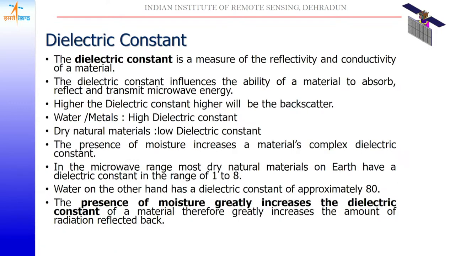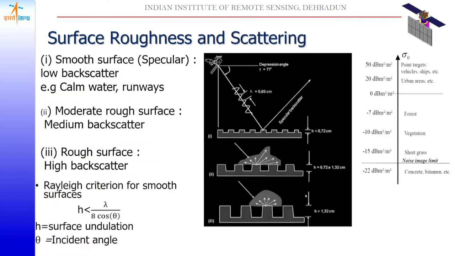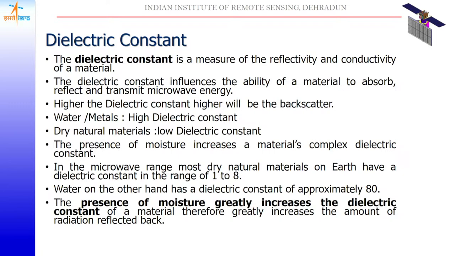The second target parameter is the dielectric constant. We are going through the target parameters one by one. First was surface roughness: if the roughness is higher, we get higher backscatter. Second is the dielectric constant, a measure of the reflectivity and conductivity of a material. It influences the ability of a material to absorb, reflect, and transmit microwave energy. The higher the dielectric constant, the higher the backscatter.